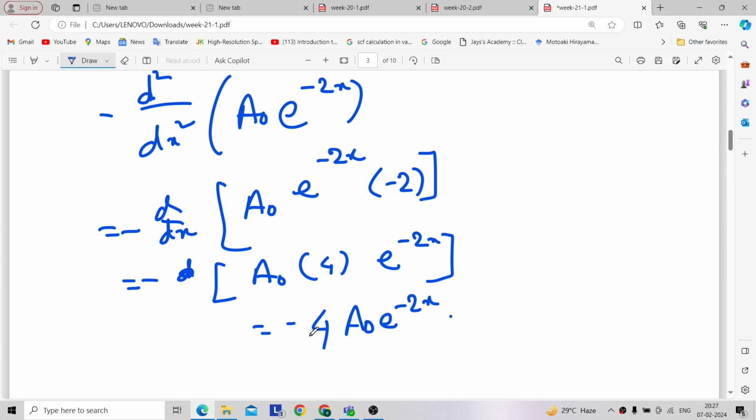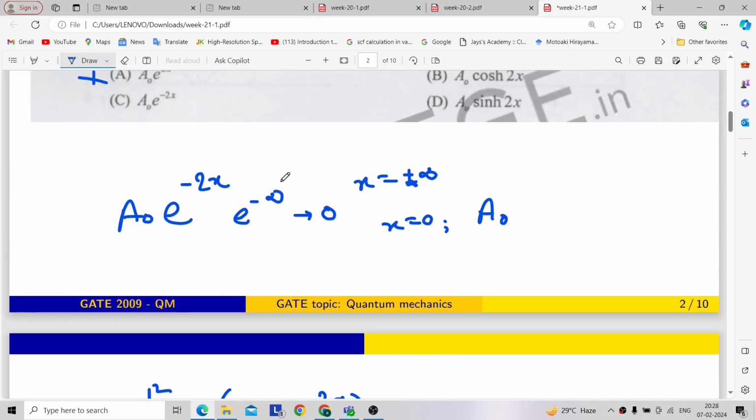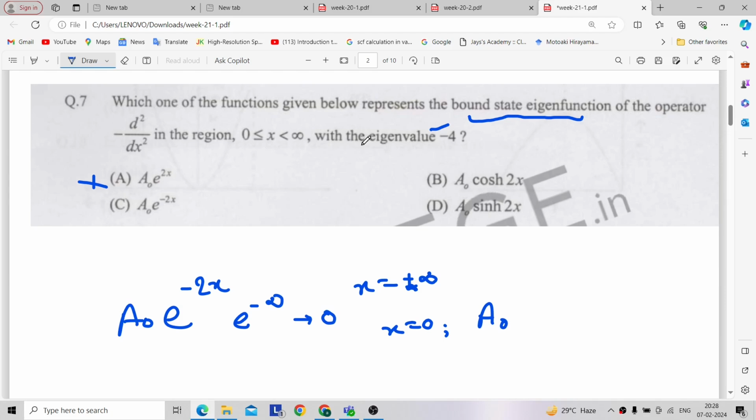So we can see that minus 4 is the eigenvalue for this eigenfunction a0 e to the power minus 2x, and the operator is minus d2/dx2. So for option C, both conditions that were required are satisfied. So the correct option will be option number C.